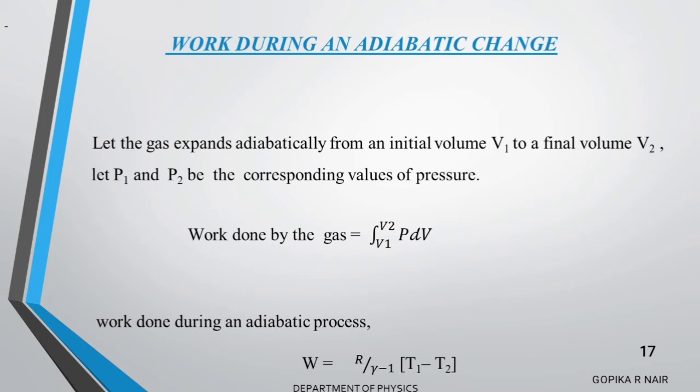Work done during an adiabatic change. Let the gas expand adiabatically from an initial volume V1 to a final volume V2, and the corresponding values of pressure are P1 and P2. Work done by the gas is the integral from V1 to V2 of P dV. By integrating this value, we get the final equation for work done. Work done during an adiabatic process is equal to R by (gamma minus 1) times (T1 minus T2).